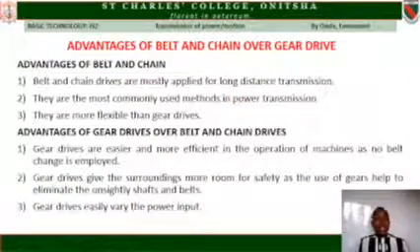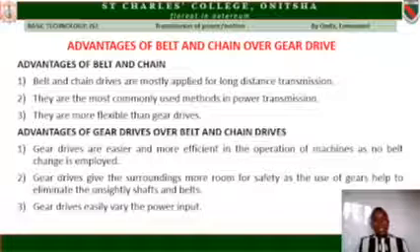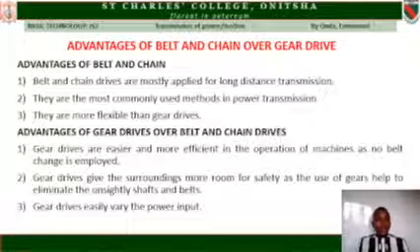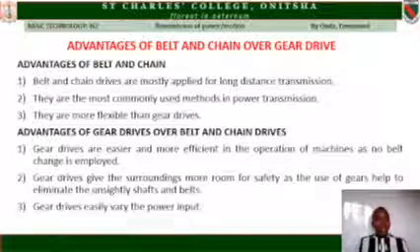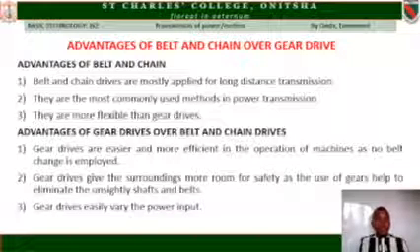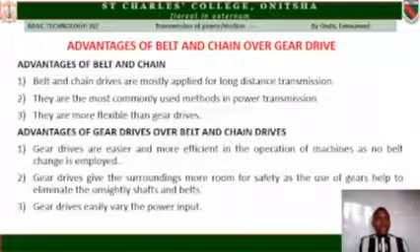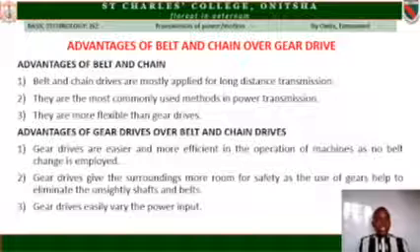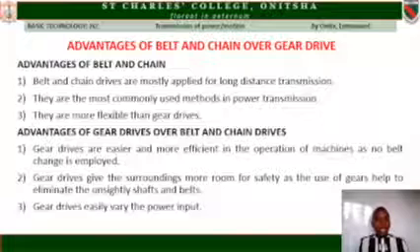Let's look at the advantages of belt and chain drives over gear drive. One, belt and chain drives are mostly applied for long distance transmission, while gear drives are not. They are the most commonly used methods in power transmission. They are more flexible, that's the ability to change, than gear drives.